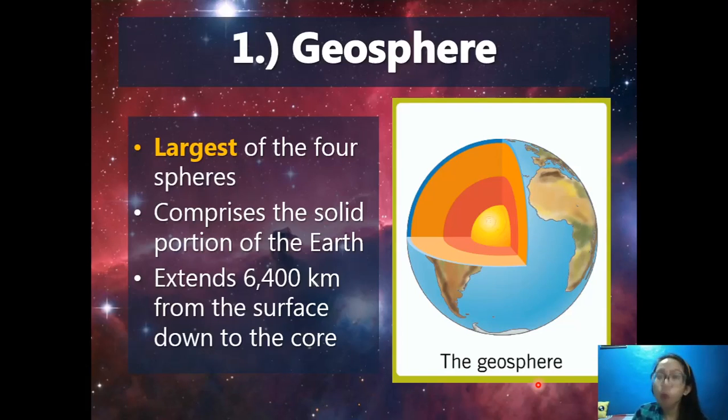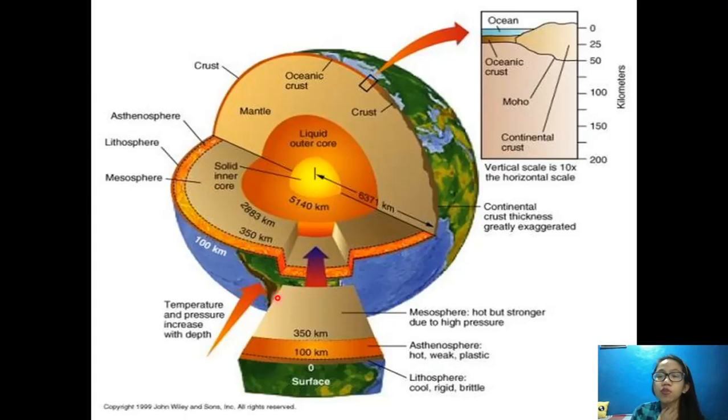Okay, so there are four subsystems that we have to go through. Let's start with the first one, your geosphere. As I said, this is the largest of the four spheres, and it comprises the solid portion of the planet, extending 6,400 kilometers from the surface towards the core. This is like a dissected diagram of the Earth. Notice that the crust is really, really thin.